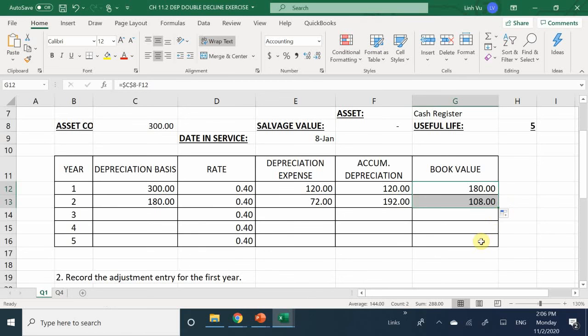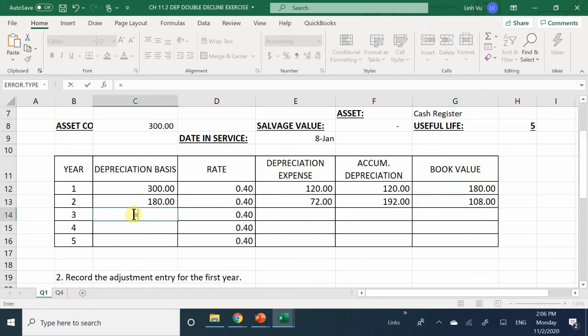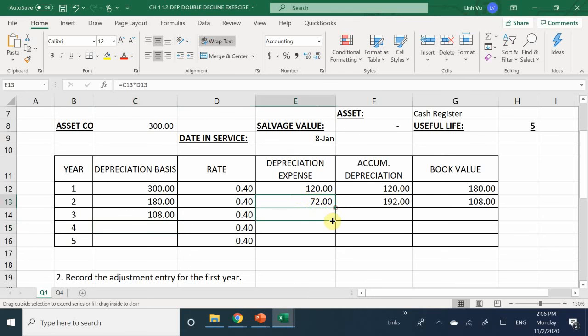108, okay? And what do we know about 108? It's my beginning of the book value for year 3. Oh, okay, so it'll be the next. Correct. All right. So then, again, what is 40% of 108? $43.20.